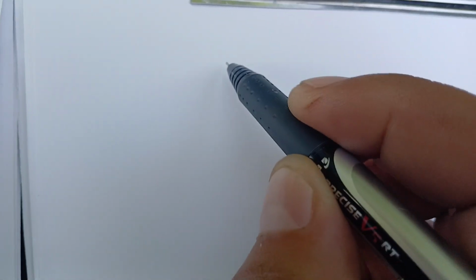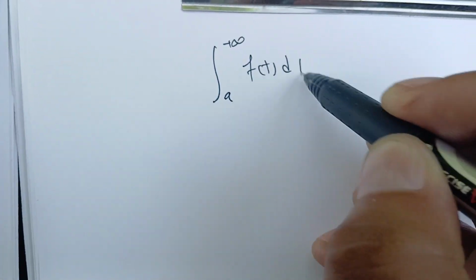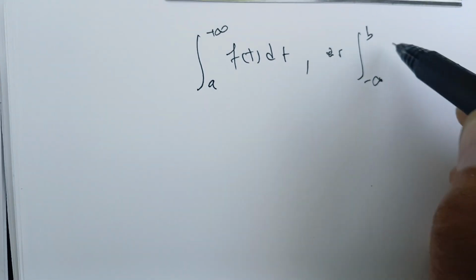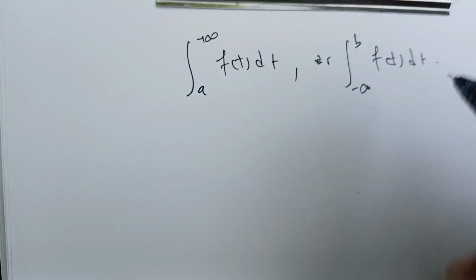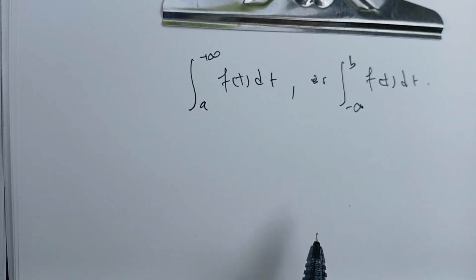Welcome back. Today we're going to talk about integrals of this form: the integral from a to plus infinity of f of t dt, or from minus infinity to b of f of t dt. These kinds of integrals are called improper integrals.